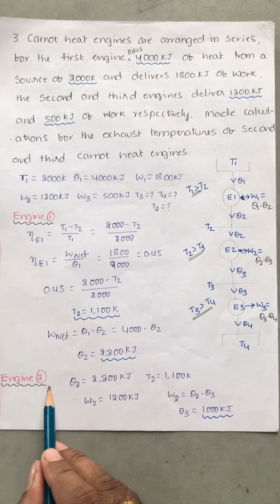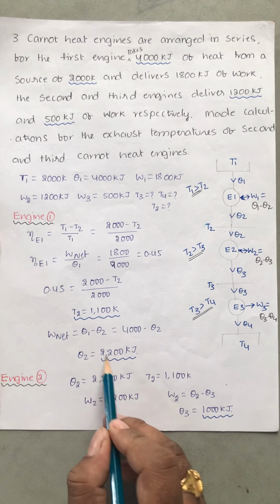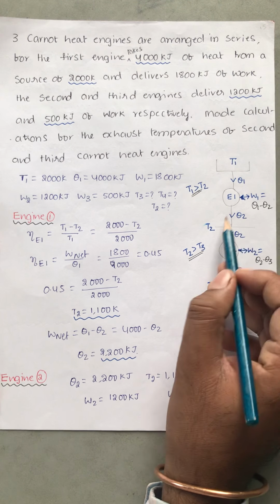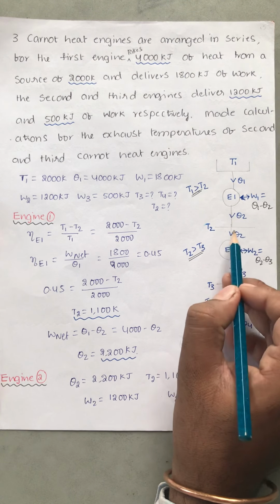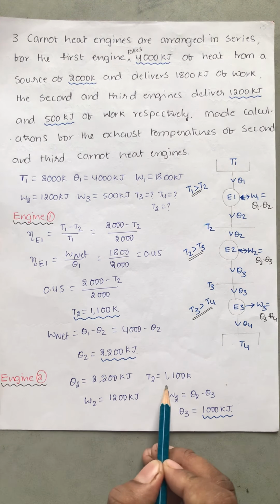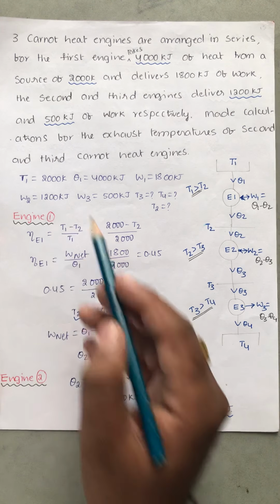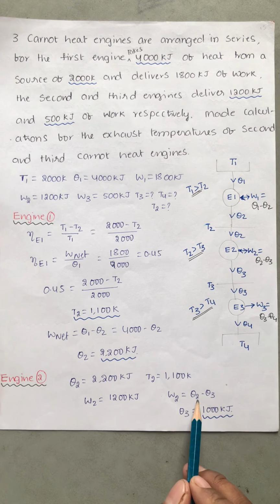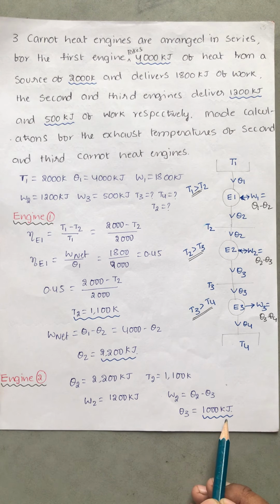Now let us go to engine 2. For engine 2, we already calculated Q2 equal to 2200. Whatever heat is delivered by engine 1 is supplied to engine 2. So Q2 is equal to 2200 kilojoules. T2 is already calculated, 1100 Kelvin. W2 is given as 1200 kilojoules. So from this, W2 equal to Q2 minus Q3. You already know the Q2 value and W2 value, so you get Q3 as 1000 kilojoules.